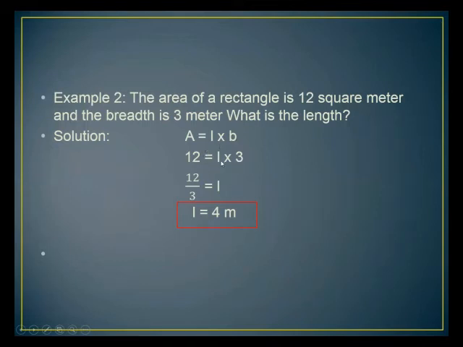So what we have to do is not shift the length, we just shift the other quantities to the other side of the equation. So we divide 12 by 3. Due to this division, we get length is equals to 4 meters. Okay, 3 fours are 12, and that's why we get length is equals to 4 meters. So that's how we get the length when the area and breadth are given.